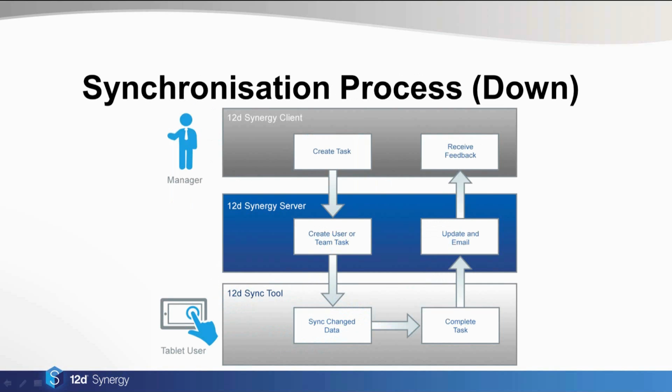This diagram gives an overview of the synchronization process. You can see the survey manager, using the 12D Synergy client, will create a task, select the data which he wants to synchronize. He'll also select the user or the teams of users that will be synchronized that data. Then the sync tool will actually process that and synchronize the data across. When it's completed for each individual user, the task will be completed, and an email update will be notified once it's all completed.